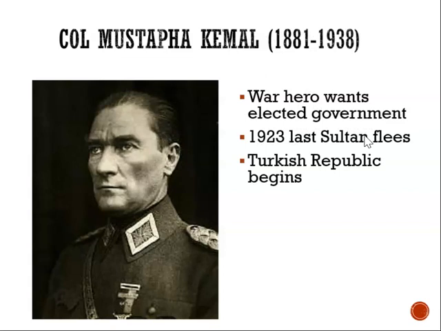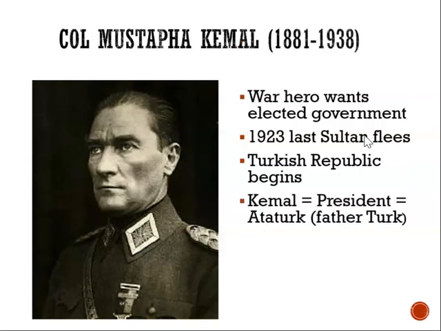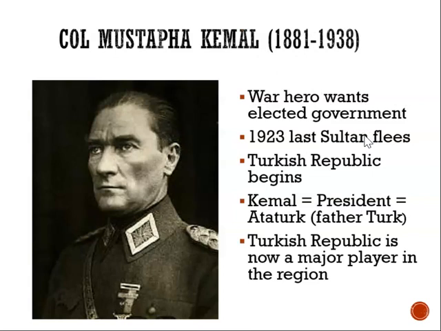So when the Sultan flees in 1923, the last one, this is when the Turkish Republic begins. So Mustafa Kemal will become the first president. And of course, he will remain president his entire life. And he also gets a title, Ataturk, or Father Turk. He's considered to be the father of the Turkish nation and so forth. They would tell you he's like George Washington for them. And of course, he's very important in that regard.